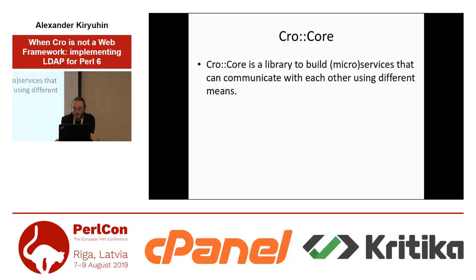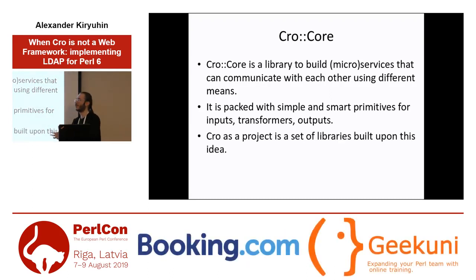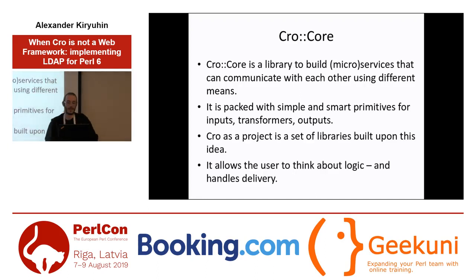And the services can communicate with each other using different means, for example, HTTP or 0MQ or LDAP, whatever you need. And it is packed with some primitives. Some of them are just simple, like Cro transform, and some of them are more sophisticated. And Cro as a whole, as a project, is a set of such libraries, and it is built upon this idea. And it allows you, the programmer, to think about what to do with your data, not how to deliver it, how to route it, and so on.